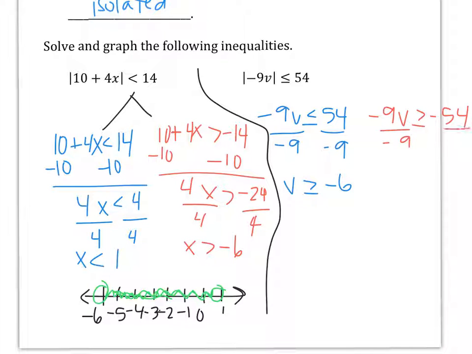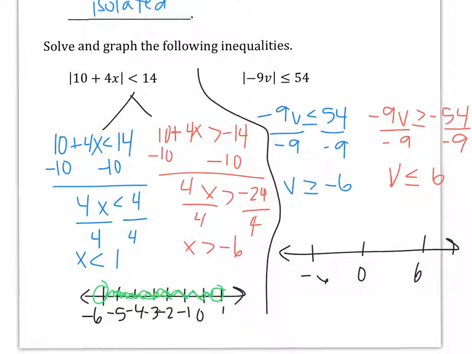Same thing on this side. So I get v is greater than or equal to negative 6, and v is less than or equal to positive 6. I'm just going to place a few numbers on my number line, so I don't have to number all of those values. I would have a closed circle at negative 6, closed circle at positive 6, and shade in between, so this would also be an and statement. All right, let's move on to a few of the other examples.